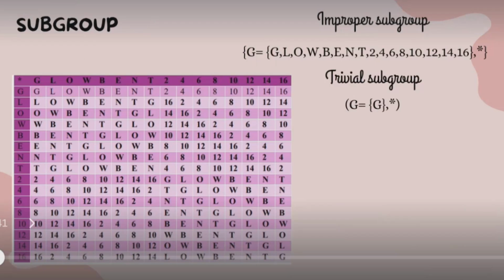So as you can see, this is the original table. It is also the improper subgroup, which has the set of Globant 2, 4, 6, 8, 10, 12, 14, 16, under the binary operation of G. Then the trivial subgroup is the identity on this table. Since we already proved that it is associative, we will now check the subgroups of this table.